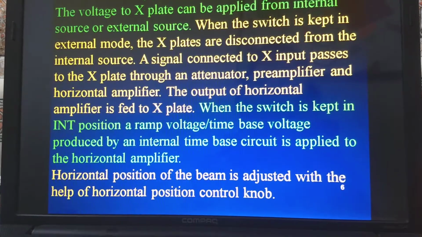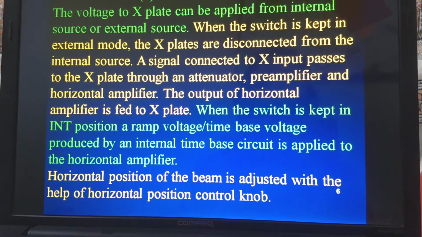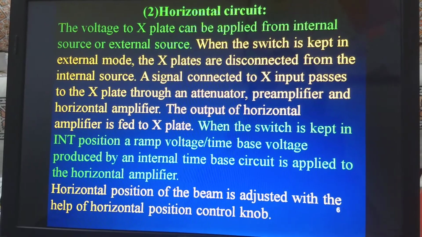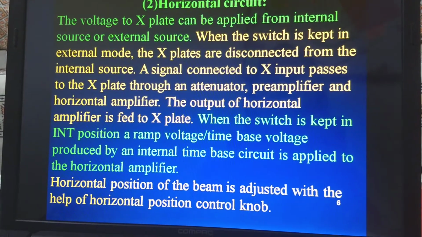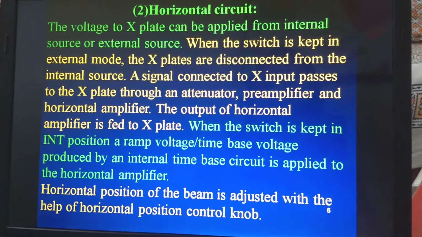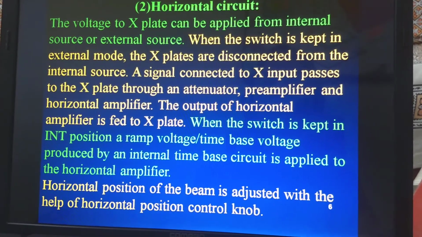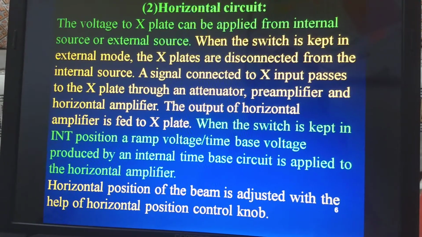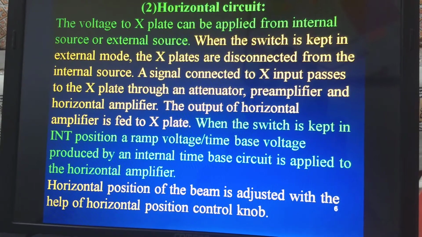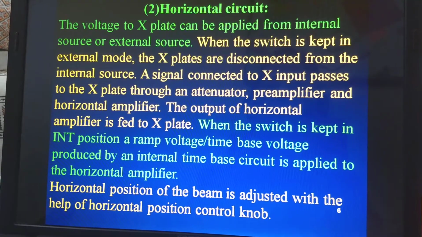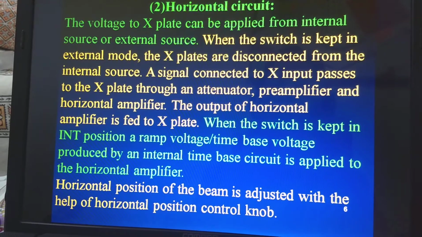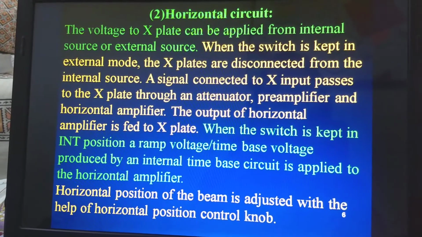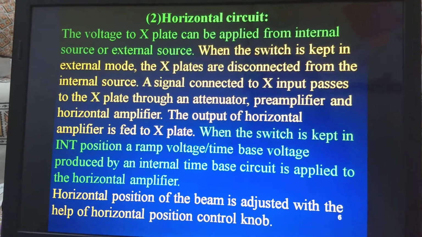Second is the horizontal circuit. In the horizontal circuit, the voltage to the X plates can be applied from an internal source or an external source. If the switch is kept in external mode, then the X plates are disconnected from the internal source and the signal connected to X input passes to the X plates through the attenuator, preamplifier, and horizontal amplifier. The output of the horizontal amplifier is fed to the X plates.